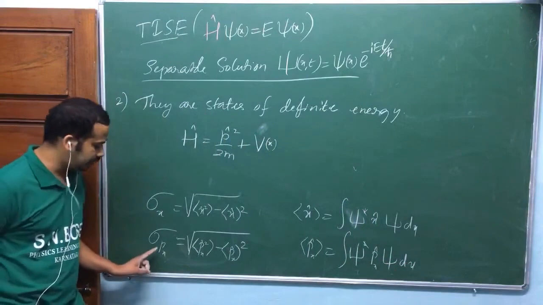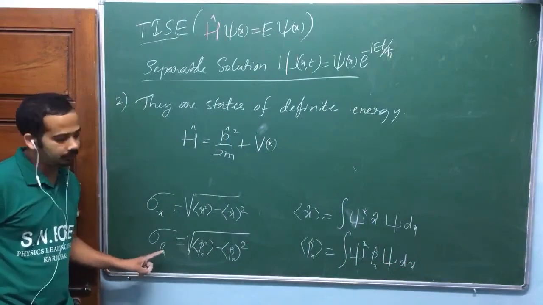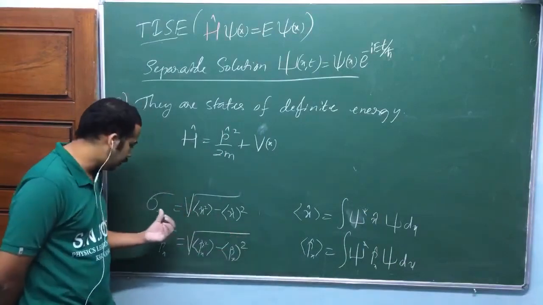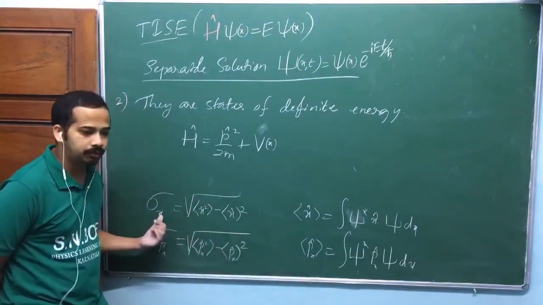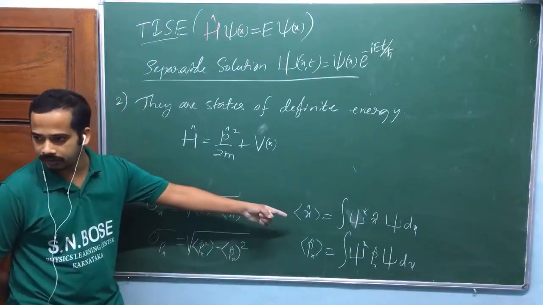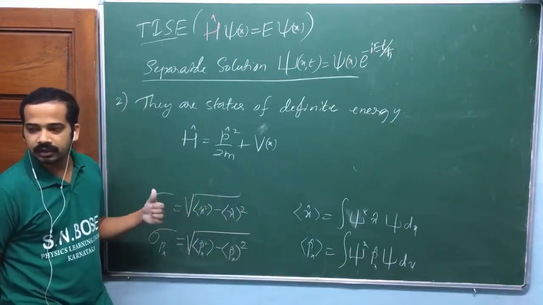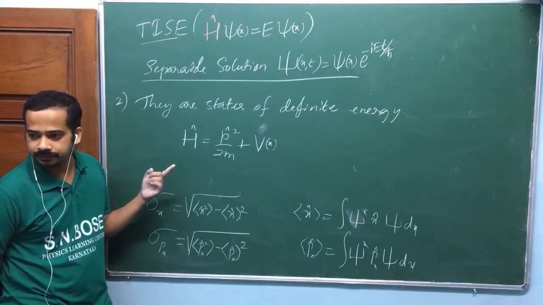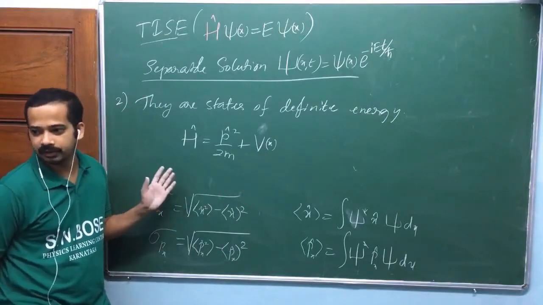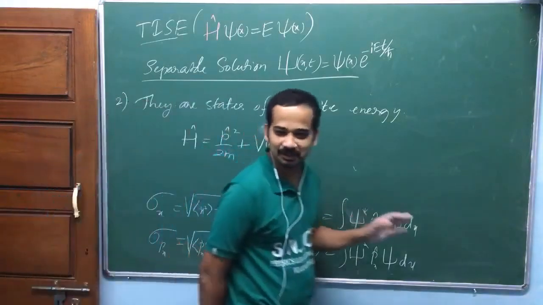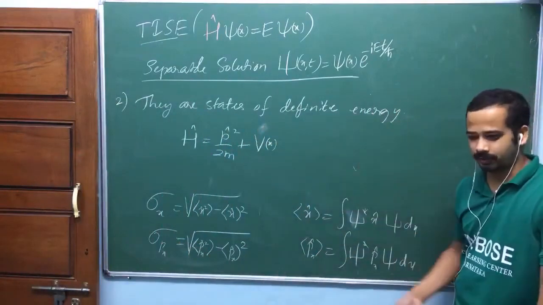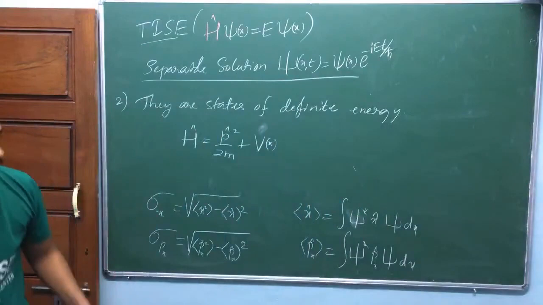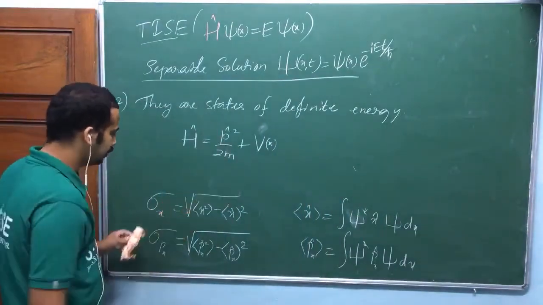To find uncertainty in the measurement of momentum, you have used the momentum operator. To find uncertainty in the measurement of position, you have used the position operator. To find uncertainty in the measurement of energy, what should I use? Hamiltonian operator. Is that okay? Don't go for that energy operator. Both are equivalent, but don't go for that one. That part is over actually. We shall take that one in dynamics.